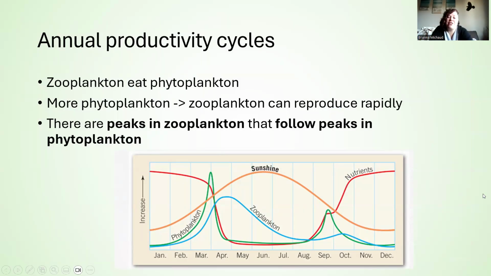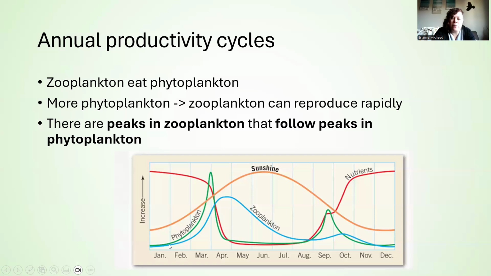Another thing we can look at is the zooplankton. This is kind of a preview for next week. So many zooplankton eat phytoplankton as a food source. So that means if you have more phytoplankton, there's also probably going to be more zooplankton, right? Because hey, more food for them. They're happy.